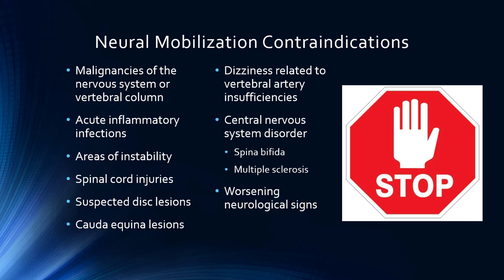Contraindications to neuromobilization include malignancies of the nervous system or vertebral column, acute inflammatory infections, areas of instability, and spinal cord injuries, suspected disc lesions, cauda equina lesions, suggested by changes in bowel or bladder function, or changes in perineal sensations, dizziness related to vertebral artery insufficiencies, and any central nervous system disorder, such as spina bifida or multiple sclerosis, are also contraindicated. Worsening neurological signs are another important contraindication.